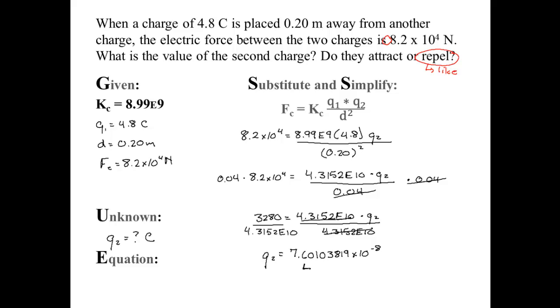And then for simplicity's sake, in class I would probably say 7.60 times 10 to the negative 8. And what units? Coulombs. Another way you could write it is 7.60 e negative 8. That's using the E notation, but it is also in coulombs.